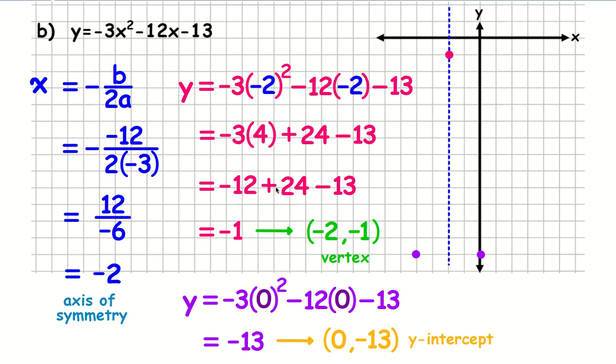So, hey, now, to plant a seed in your brain stem, this parabola ended up being upside down. Do you think it had anything to do with this negative way out in front? Think about it. Just again, planting a seed for later.